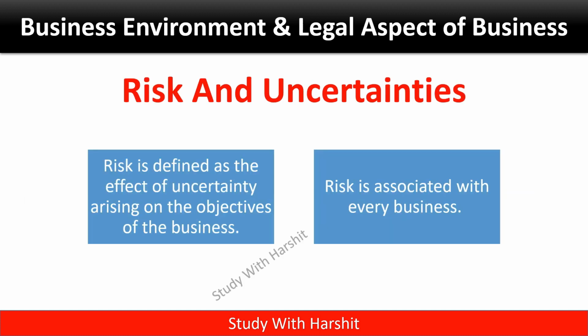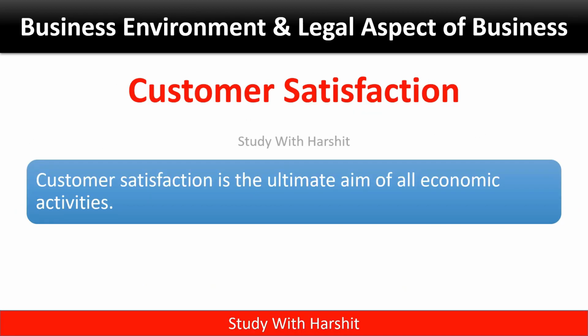Risk and uncertainties. Risk is defined as the effect of uncertainty on the objective of the business. Risk is associated with every business. Customer satisfaction. Customer satisfaction is the ultimate aim of all economic activities.